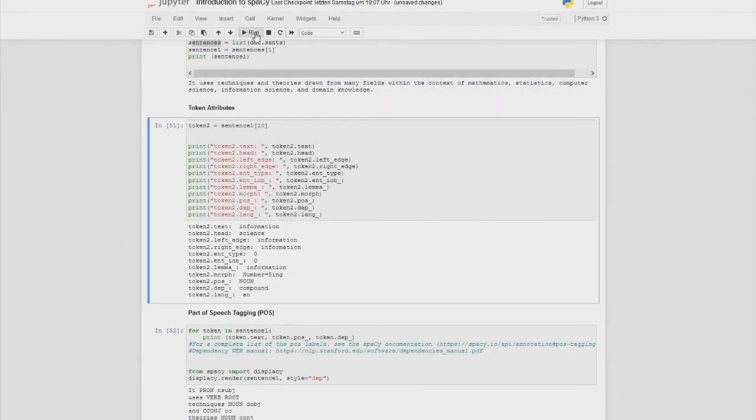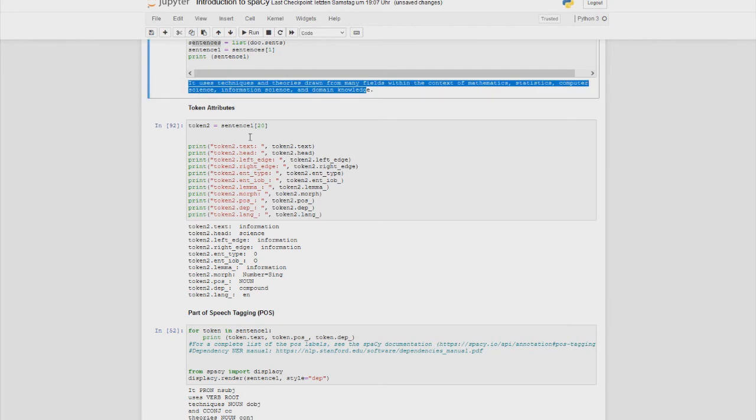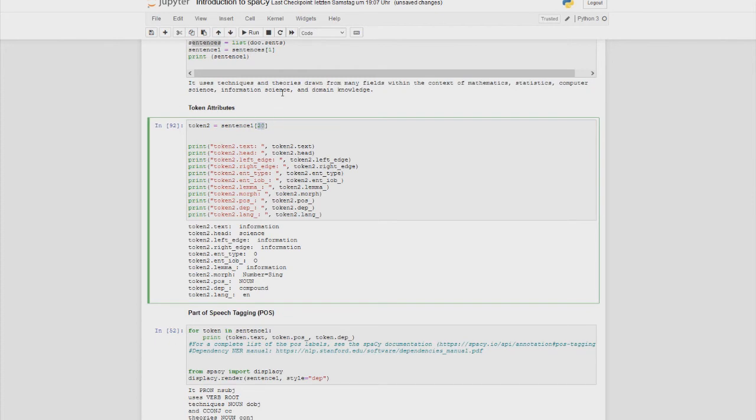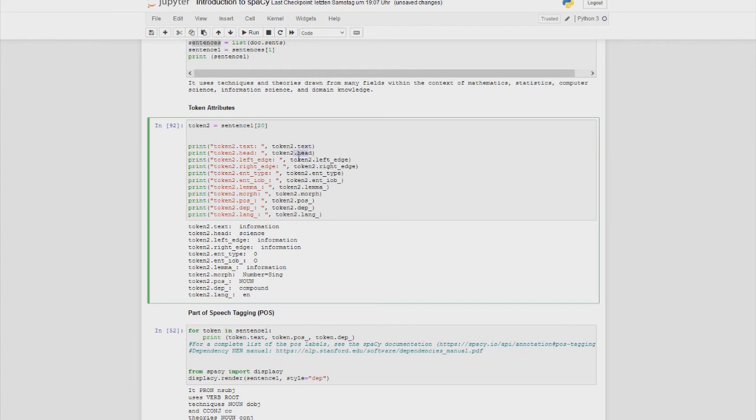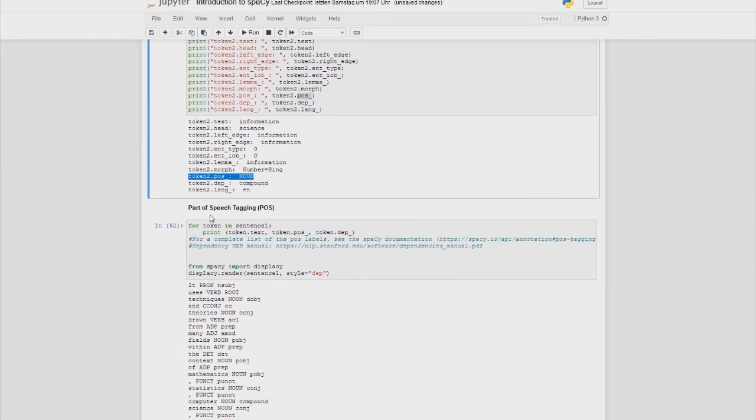In code, this could look something like this. So we have the sentence above, it uses techniques and theories, etc. And now we are looking into the 20th token, which carries the text information. So it's here in the line of information science. And now we can look into the different attributes that this token has. So for example, we see its head, its left edge, its right edge, what type of word it is, what language it is, and what dependency link it has.